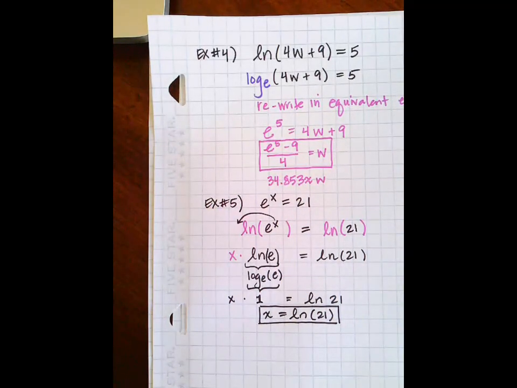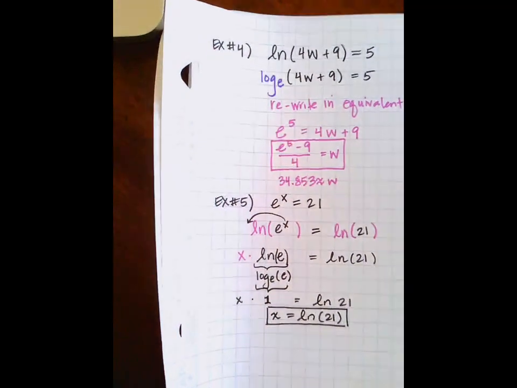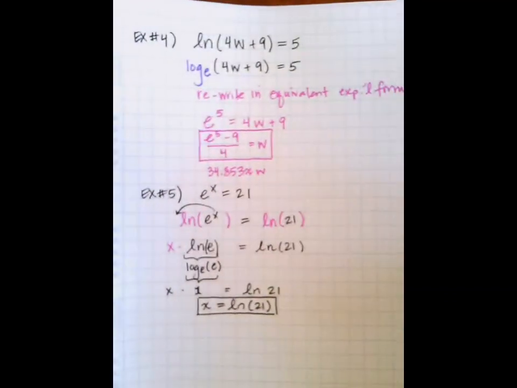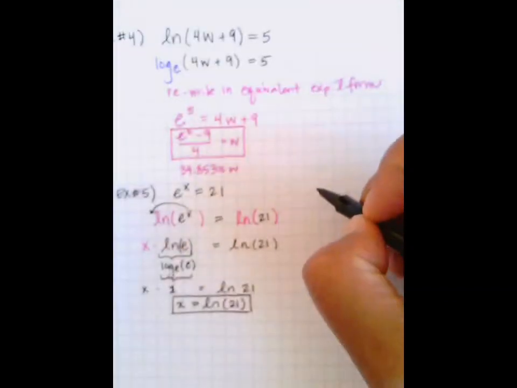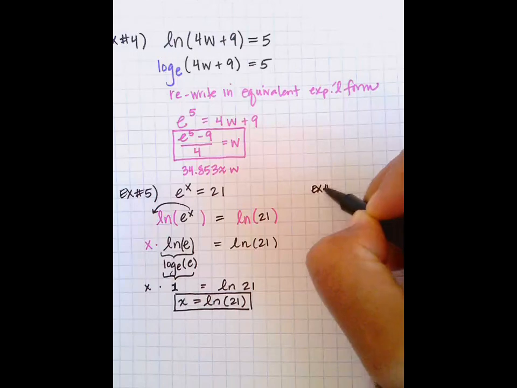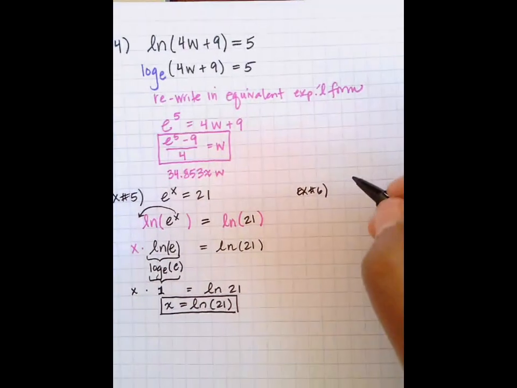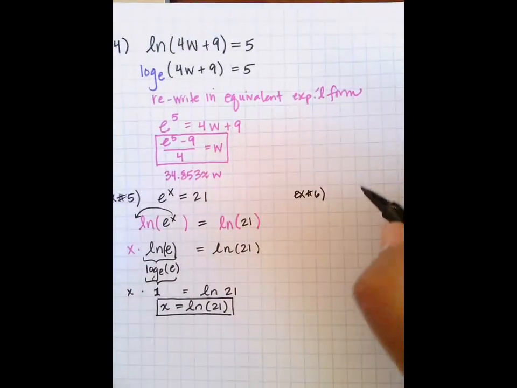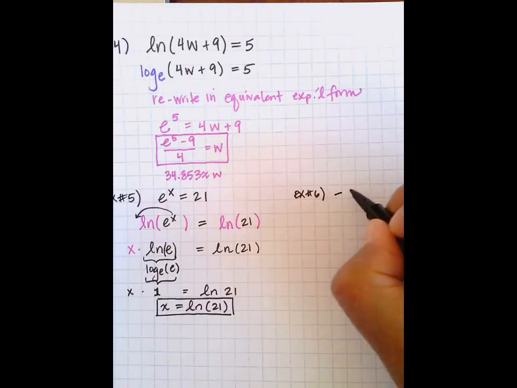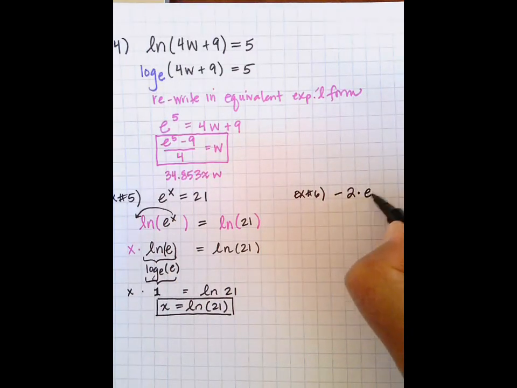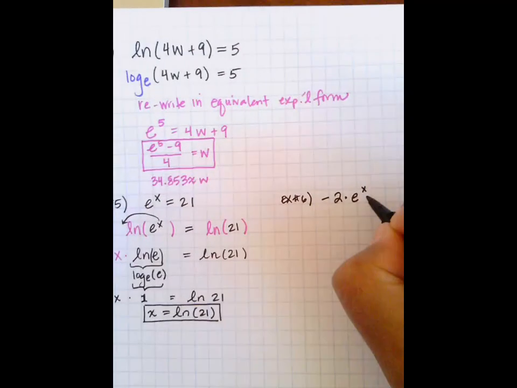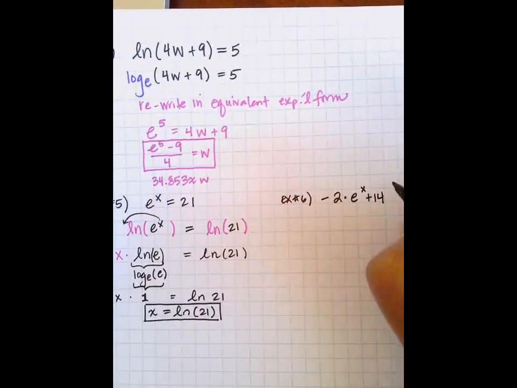So that's, again, how we undo this particular problem. To solve for the x, we take the log of both sides. Let's do another example kind of like this. So this example is very similar, example number 6. This time, though, it'll be a little bit more complicated equation: negative 2 times e to the x plus 14 equals negative 6.